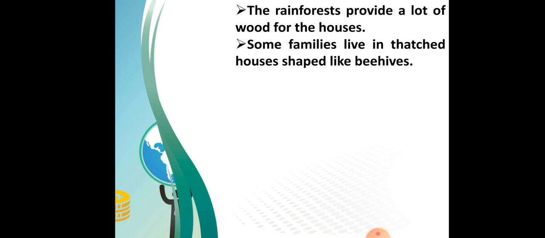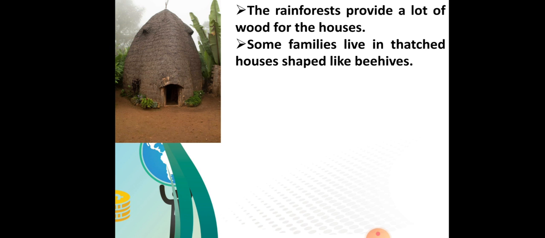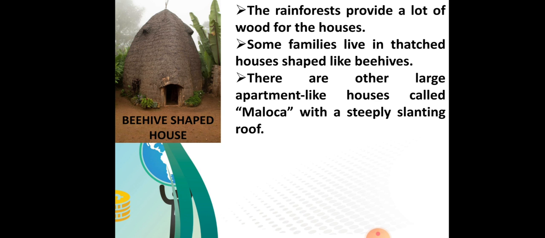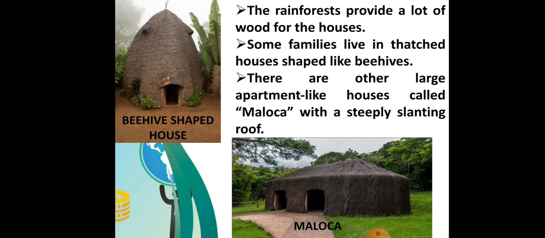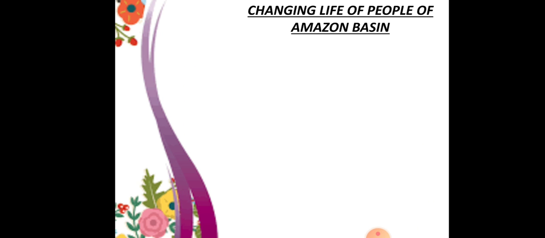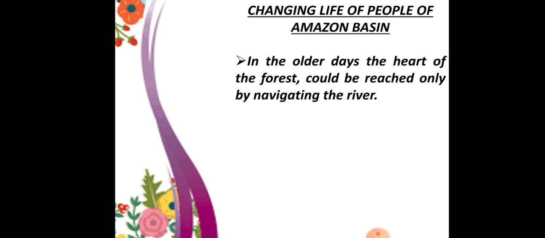The rainforests provide a lot of wood for the houses. Some families live in thatched houses shaped like beehives. There are other large apartment-like houses called manioc with a steeply slanting roof. Here is the image.